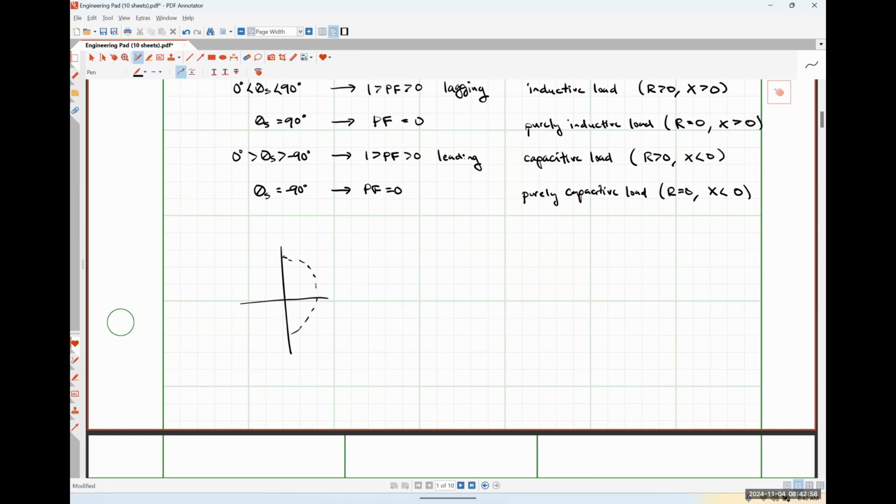It is absolutely possible for theta s to be in quadrant 2 or quadrant 3, but that would mean that we have negative resistance because that's the only way that will ever happen. So for the intents and purposes of this class, we're only ever going to be dealing with things that lie in quadrant 1 and 4, like I've defined here.